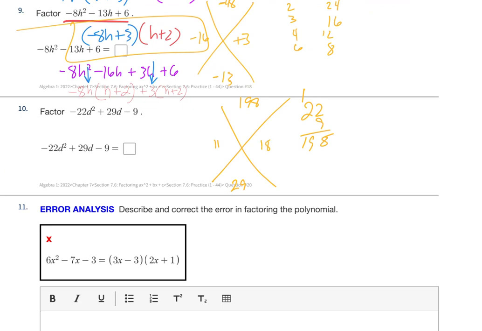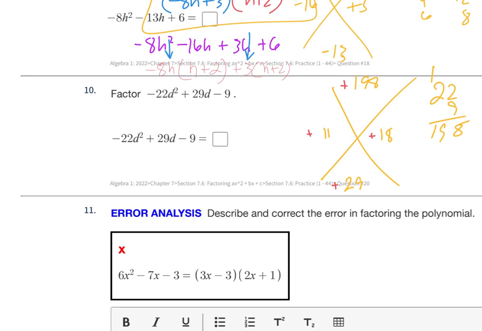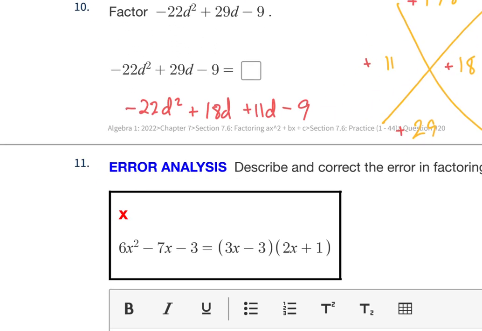So let's just double check that we got all our signs right. So negative 22 and negative 9 give us positive here. This is positive, and then these add together. We are good. Negative 22d squared plus 18d plus 11d minus 9. If we factor out a negative, let's see, is it just 2? Yeah, it's just negative 2d, so we get a positive 11d minus 9. And then check it out, that is 11d minus 9.